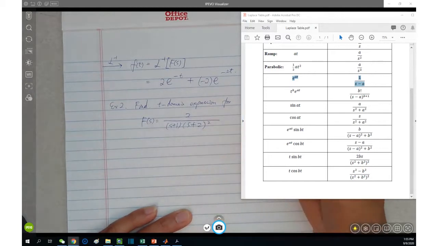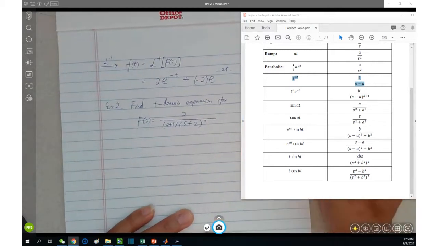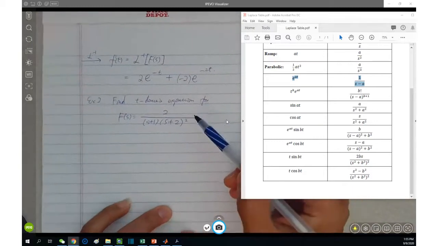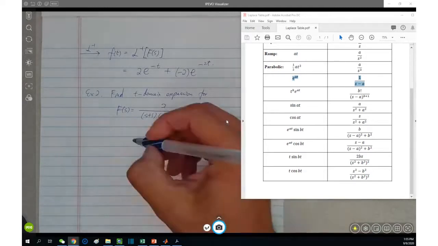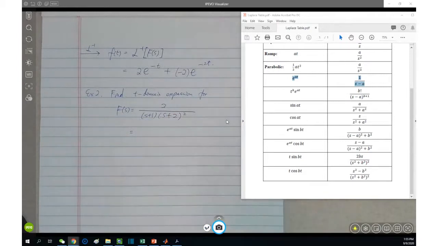Well, almost the same thing. The only difference is what? The only difference is this square, the existence of this square. Let's begin the first step together.